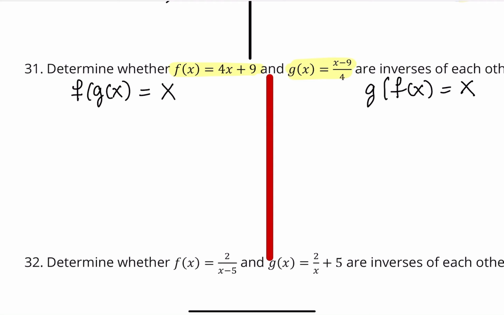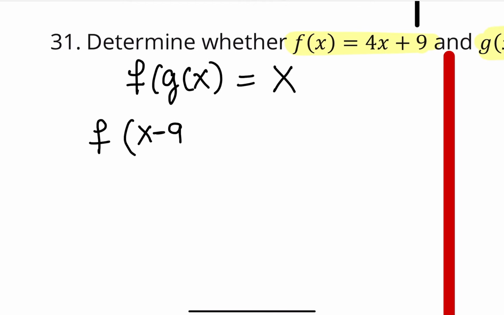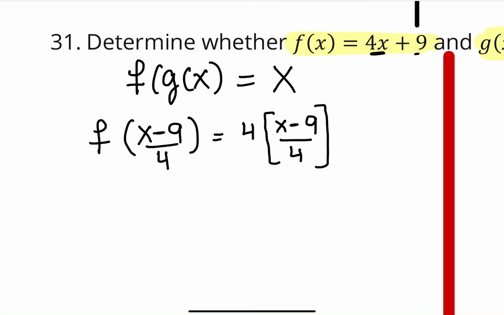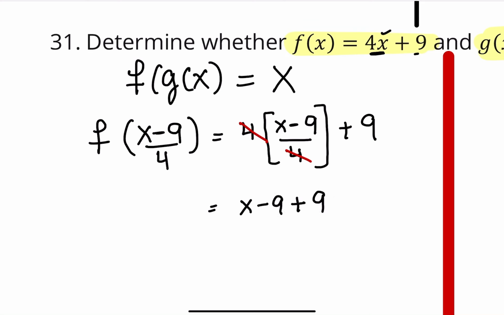Now let's do it. F of, what's my function g of x? X minus 9 over 4. Let me expand this. And now what's my function f of x? 4x plus 9. But what do I have instead of x? I have this whole x minus 9 over 4 thingy plus 9. So this fraction x minus 9 over 4 has been replaced with x. Now do you see that I can cancel 4 and 4? When I cancel the 4 and 4, I have x minus 9 plus 9. And now do you see I can cancel 9 and 9? What do I end up with? I end up with x. So the first one is a check.